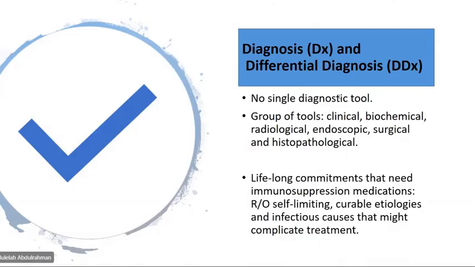Now, diagnosis and differential diagnosis. Again, there are no criteria, like in rheumatological illnesses, where there are certain autoimmune antibodies that you test, and then you have criteria to meet. There's also no single test like for a UTI, for example. If you have a positive urine culture, that's it, you have a UTI. So there's no single diagnostic tool in Crohn's disease or colitis. It's a group of tools.